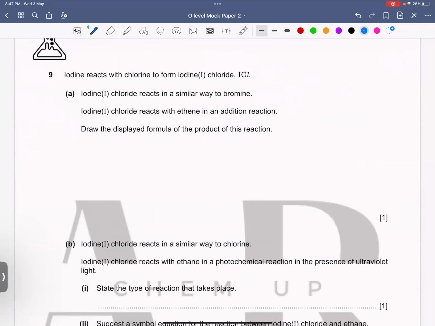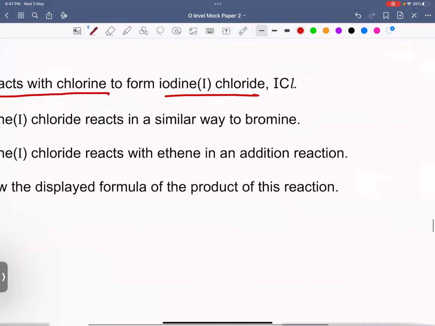Now, question number 9. Iodine reacts with chlorine to form iodine(I) chloride. See, they have written iodine(I) chloride, which clearly indicates that iodine is going to be +1 and chlorine is going to be -1, because the oxidation number, which is always written in Roman numerals, must be for a positive ion. It is not for a negative one.